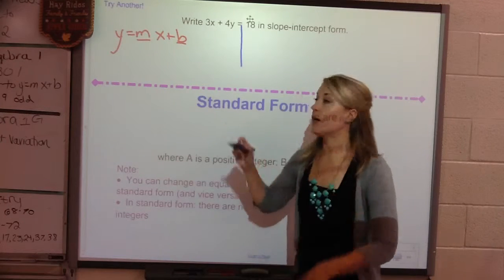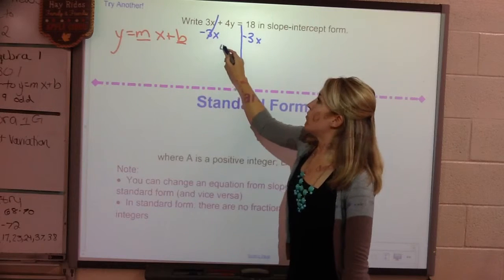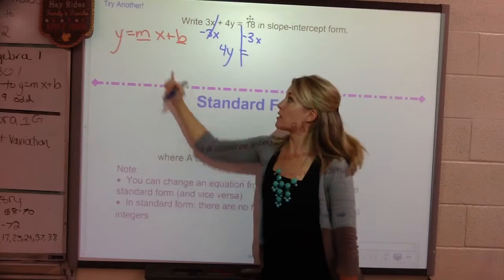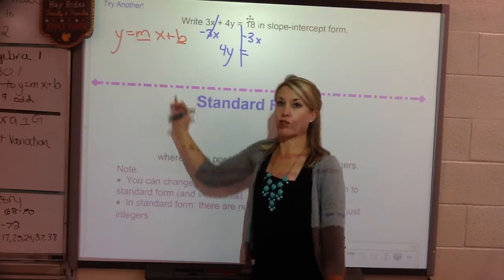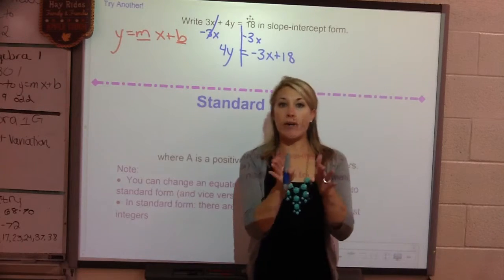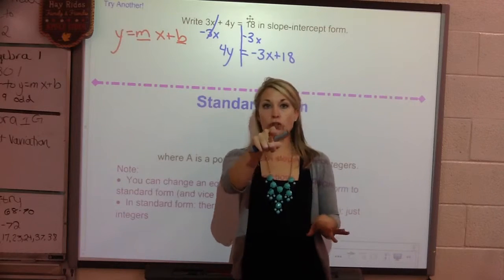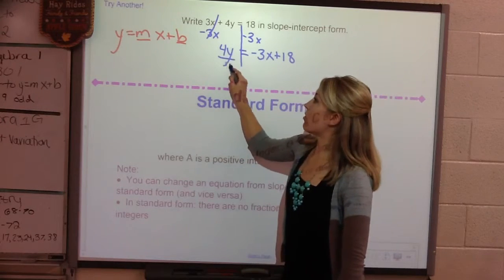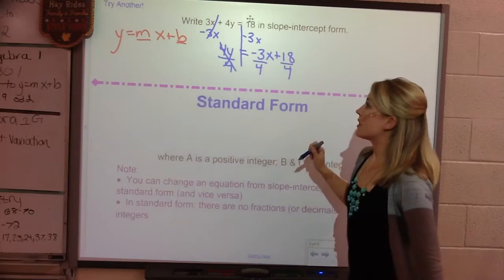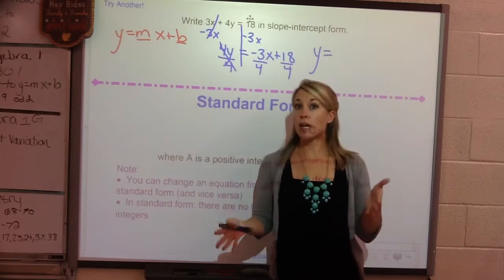You work your way towards y, so I'm going to subtract 3x first. For y equals, I'm going to make sure my x term is first because in slope-intercept form, x is first. So I'm going to put negative 3x plus 18. Now I need to isolate the y further. It's being multiplied by 4, so I divide by 4. Watch this. I'm going to do it different than Unit 1. I'm dividing all 3 parts. Everything. This simplifies to y equals negative 3/4 becomes negative 0.75.